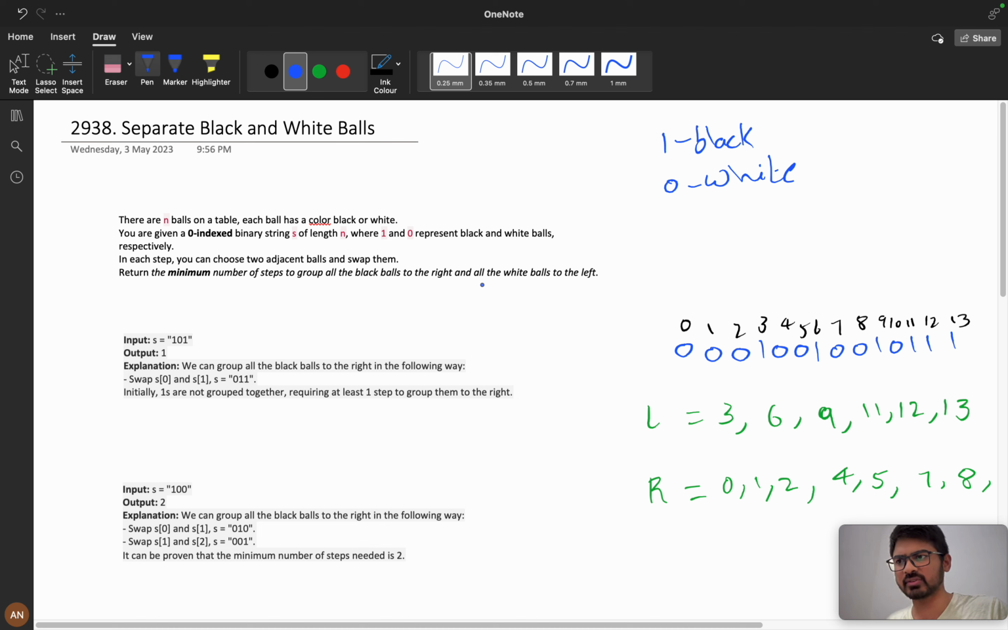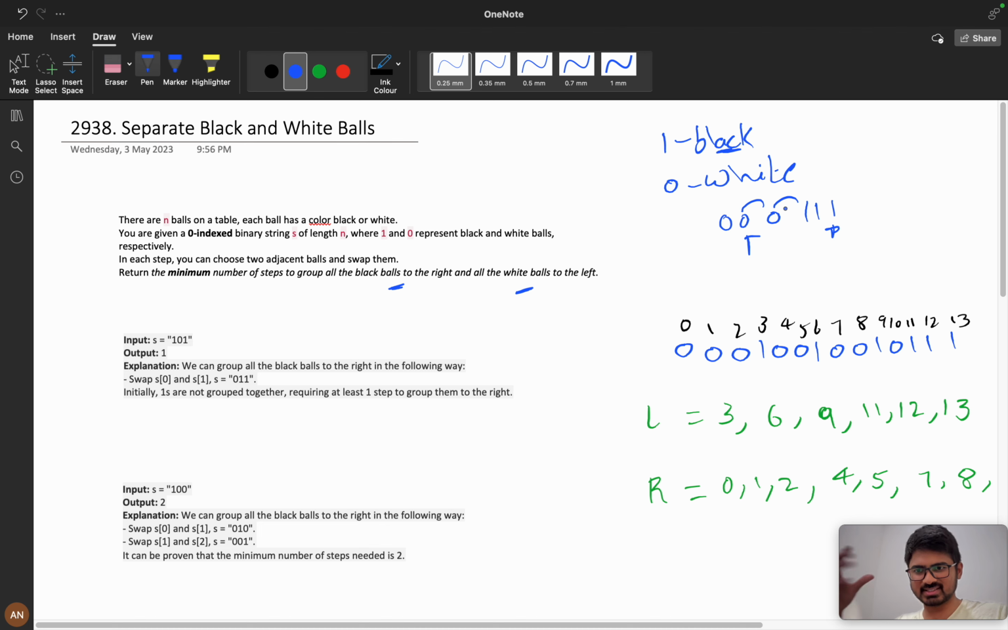We need to return the minimum number of steps to group all the black balls to the right and all the white balls to the left. So it's saying that all the black balls, all the ones, should be at the right side, and all the white balls, which are zeros, to the left side. And you can choose two adjacent balls only. 0 0 you can choose, 0 1 you can choose. You can't choose non-adjacent ones and swap.